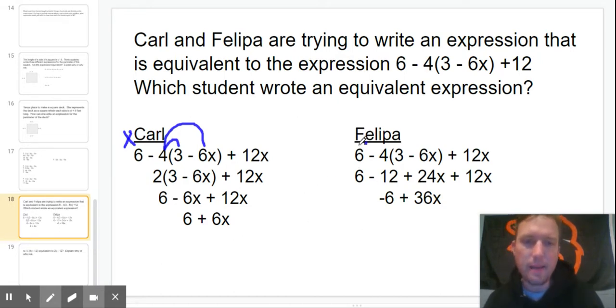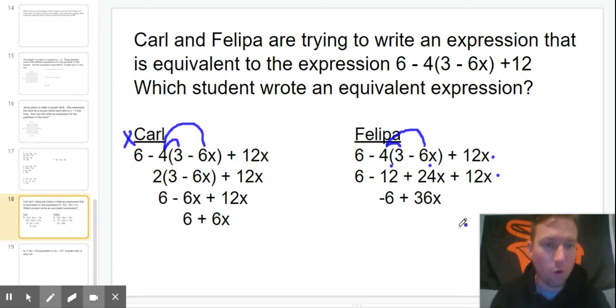Cool. Now, over here, Philippa, let's check out what she did. She still has the same expression, 6 minus 4 times 3 minus 6x plus 12x. Now, if you look from the first line to the second line, let's see what she did. It looks to me like she multiplied 4 times 3, and then she multiplied 4 times 6. 4 times 3 is 12. 4 times 6 is 24, but since it's 6x, it would be 24x. Now, so far, so good. She's on the right path.